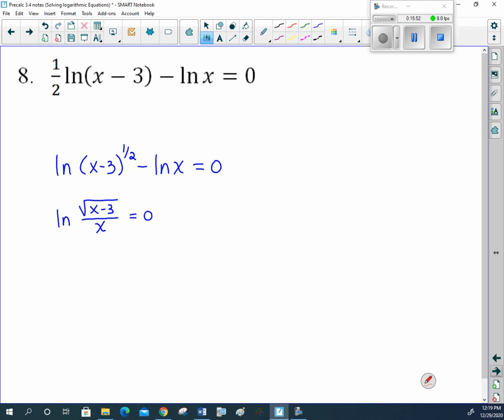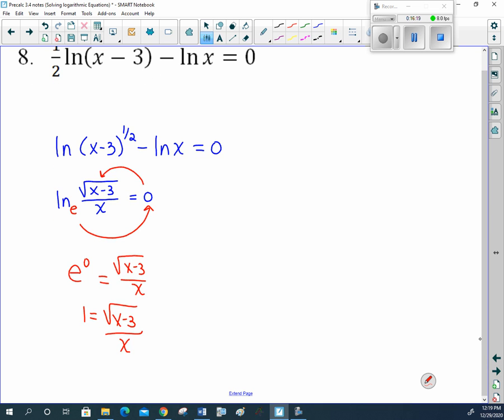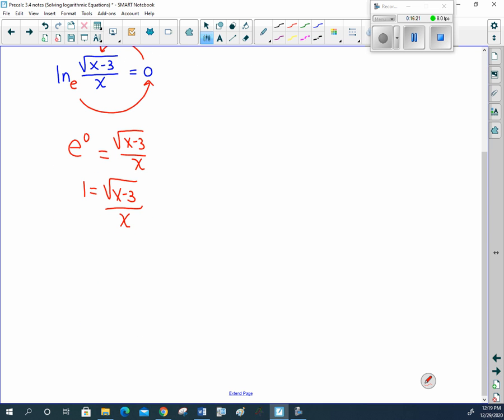You have to know what your base is, so that's a base e. So this is going to be e to the 0 power equals the argument. So the square root of x minus 3 over x. Okay, well, e to the 0 is 1. And now we're going to solve this for x. So I'm going to multiply both sides by x to get rid of that fraction. So I'm going to have x equals the square root of x minus 3.